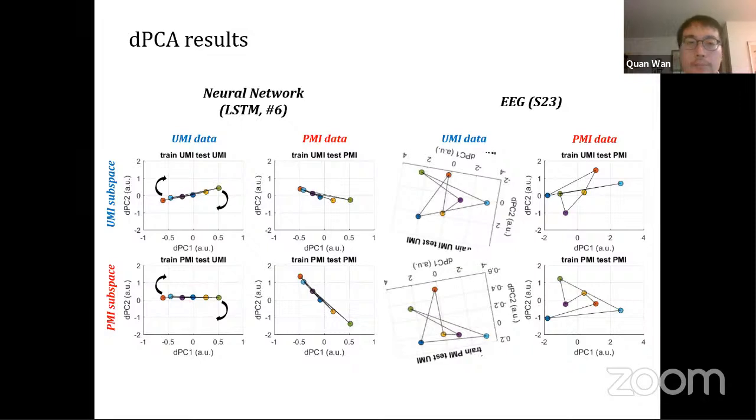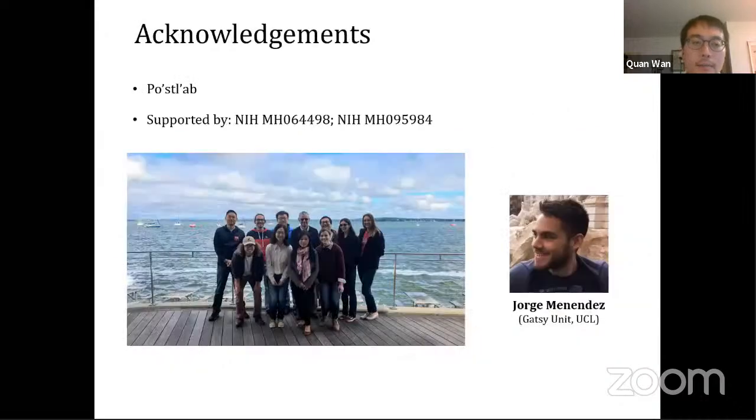It is still a work in progress to get a clearer picture on this, and overall dPCA is tailored to extract signals of interest and should allow us to qualitatively and in the future quantitatively characterize and compare the RNN and EEG representations. I'd like to thank my lab and funding and also my awesome collaborator, Jorge.